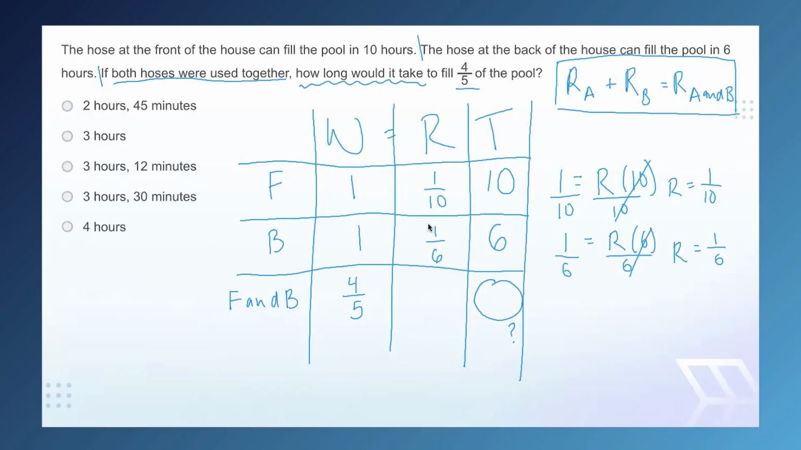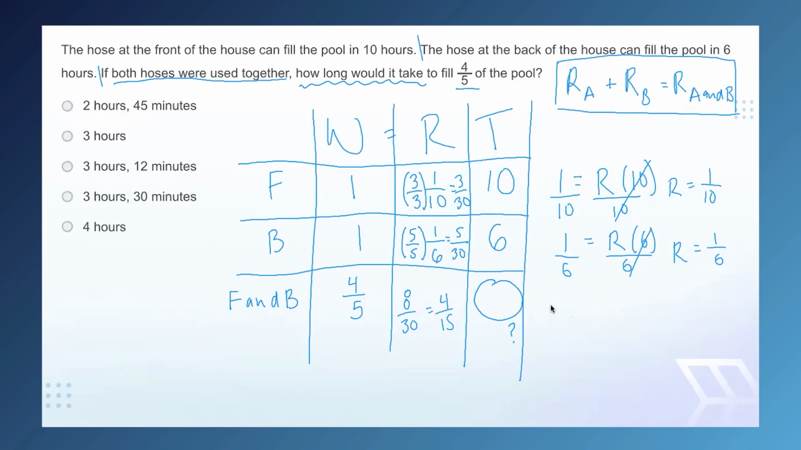So now applying this equation to our problem, we have the rate of hose F working independently and the rate of hose B working independently. This means that we can add down the rate column to get the rate of hoses F and B working together. So 1 over 10 plus 1 over 6. We're going to need a common denominator. So multiplying by 3 over 3 here to get 3 over 30, multiplying by 5 over 5 here to get 5 over 30, adding that together for 8 over 30, which reduces to 4 over 15.